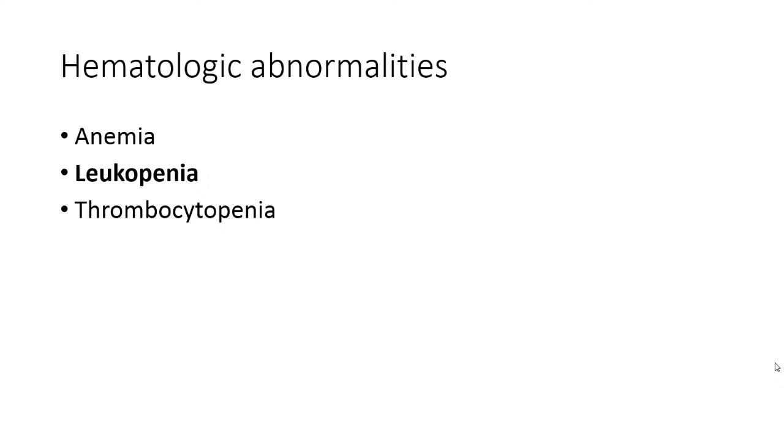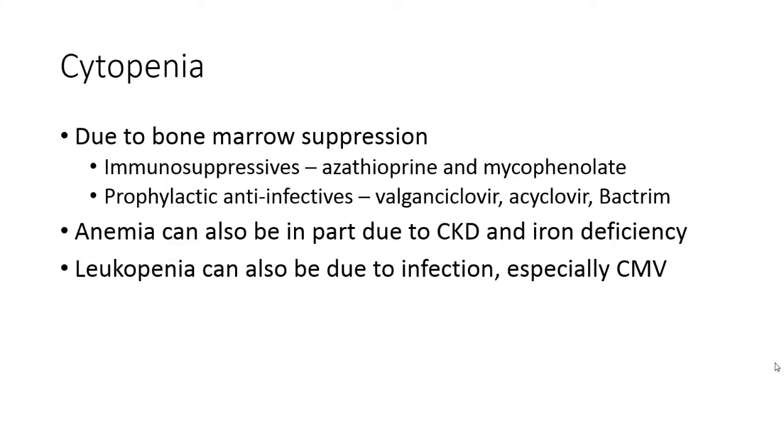So then moving on to hematologic abnormalities, as you know, they get cytopenias, leukopenia being one of the more common. They're due to bone marrow suppression from our immunosuppression agents, most commonly azathioprine and mycophenolate, and our prophylactic anti-infectives such as valganciclovir, acyclovir, and Bactrim can obviously also cause this as well. But some things to keep in mind, instead of just always blaming it on the medications, which can sometimes get you into trouble.